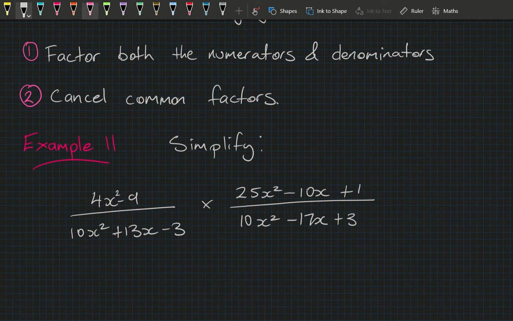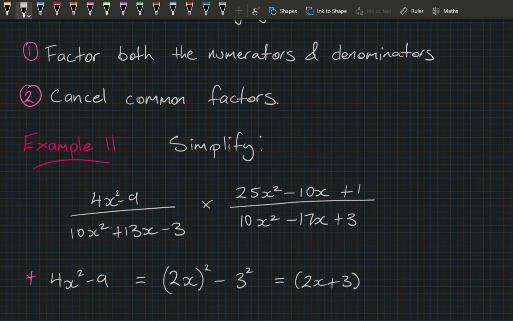Let's simplify each of these quadratics, starting with the 4x squared minus 9. Well, that's just equal to 2x squared minus 3 squared, which is equal to 2x plus 3 times 2x minus 3 by difference of perfect squares.